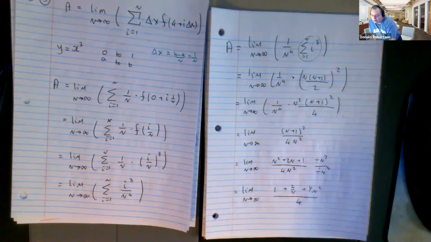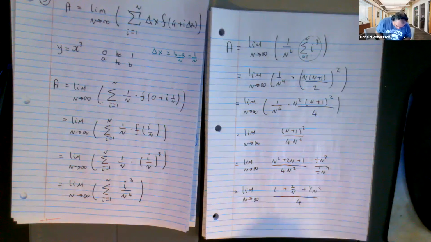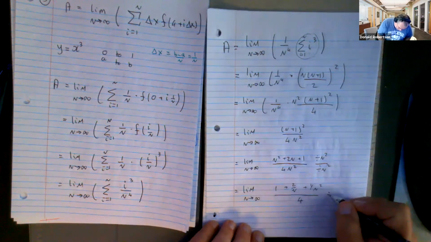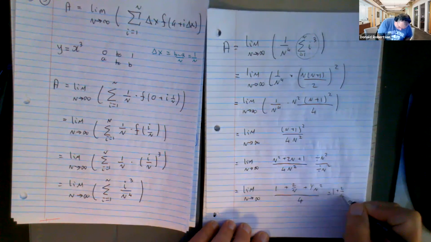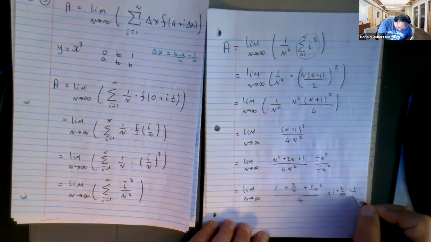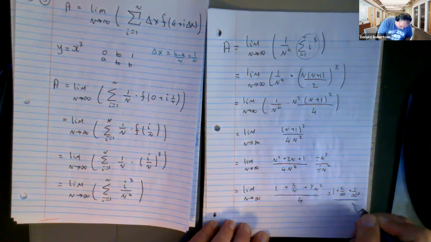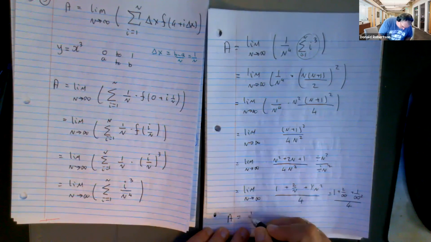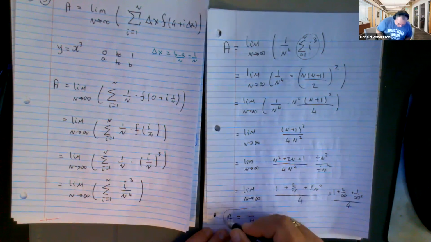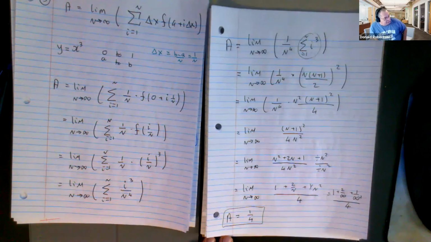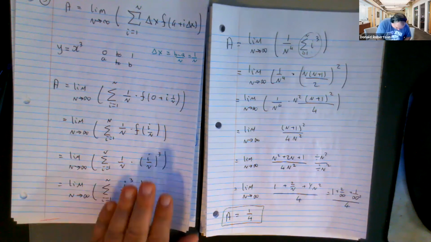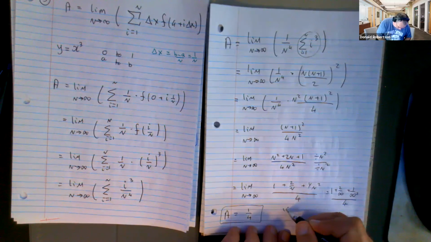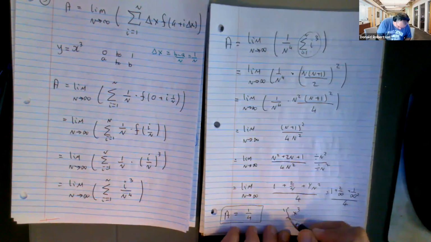Can you remember Calc 1 doing limits? This is essentially bringing that skill back again. And when you brute force it, you get 1 plus 2 over infinity plus 1 over infinity squared, over 4. And all that hard work, that is the exact answer to the area under the curve y equals x cubed from 0 to 1.